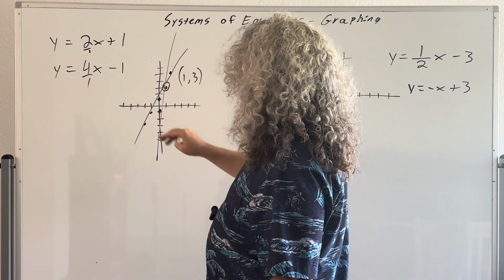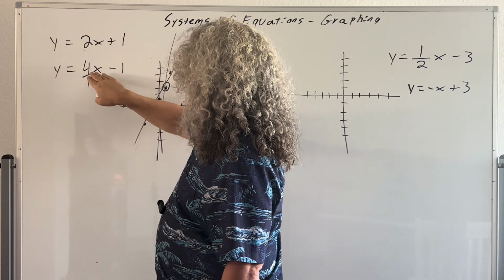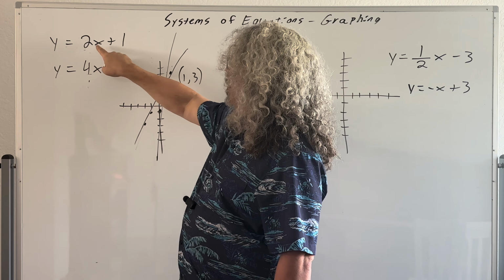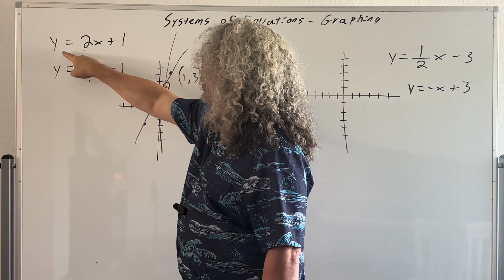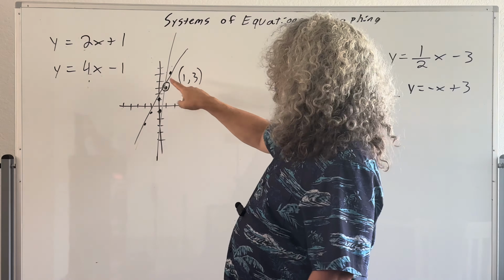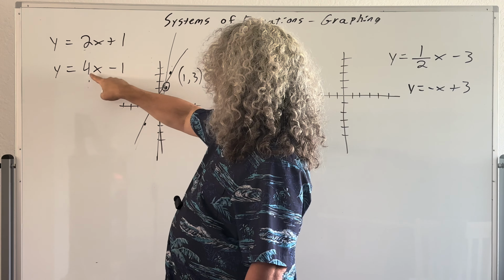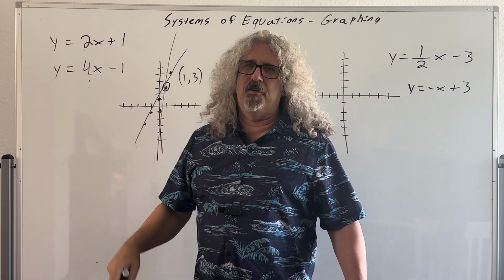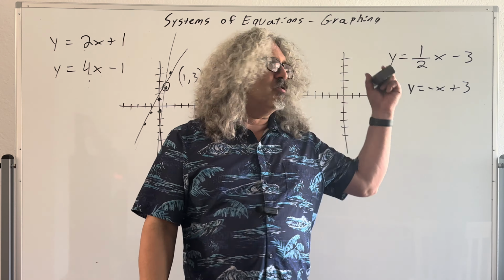So let's just check it. If I go back to this one, if I plug a 1 in for x, 2 times 1 is 2, plus 1 is 3. My y is 3. It works. Let's plug in 1 here. 4 times 1 is 4, minus 1 is 3. It works. I was able to find it by graphing. Okay? Let's do this one over here.